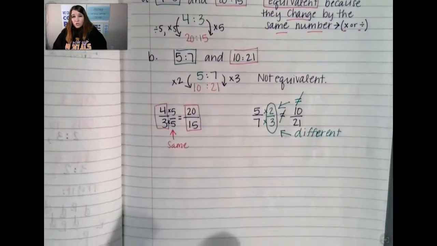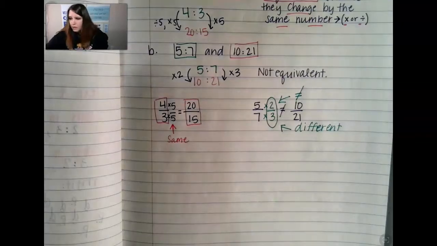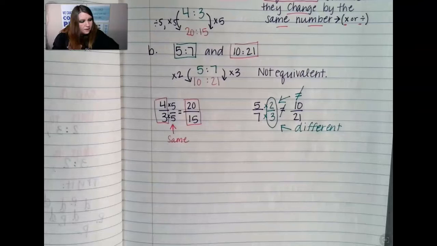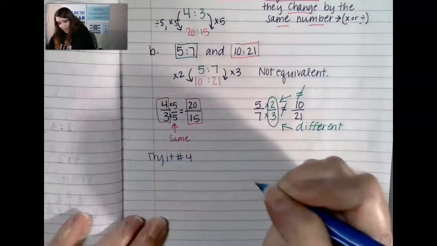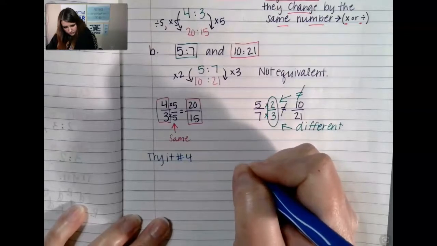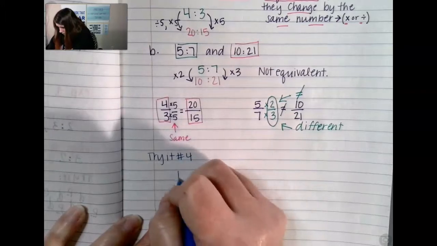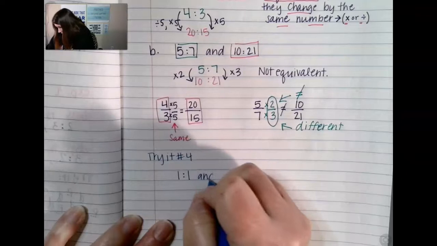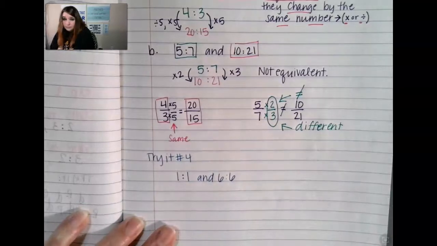Okay, it is your turn to do a try it. We're going to do 2 try its right now, and I want a different color. Where is my blue? There it is. So this would be try it number 4. And try it number 4 says, 1 to 1 and 6 to 6. Are those equivalent?